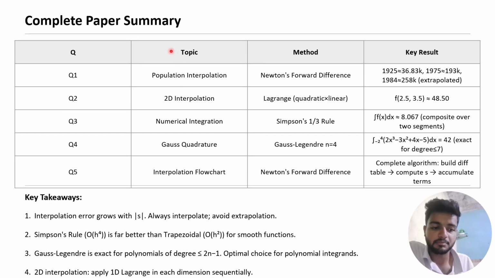The complete paper summary is this. In question number 1, we used Newton forward difference. In question number 2, Lagrange. In question number 3, Simpson's 1/3 rule. In question number 4, Gauss-Legendre. Question number 5, Newton's forward difference.